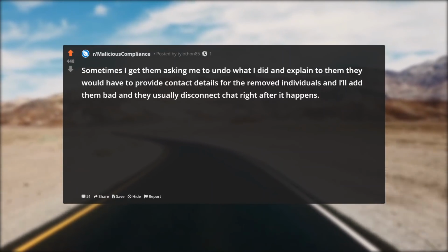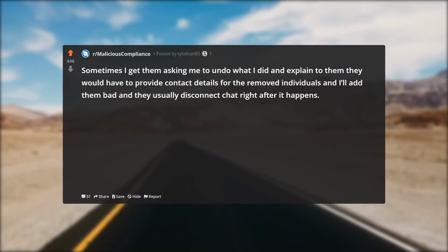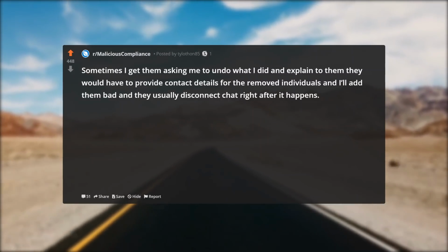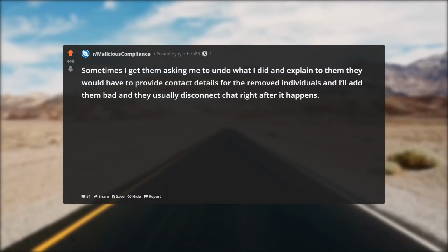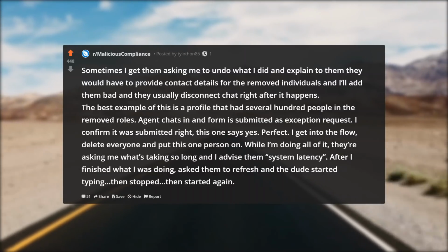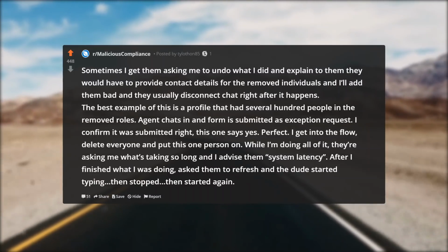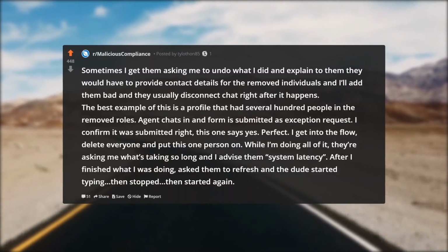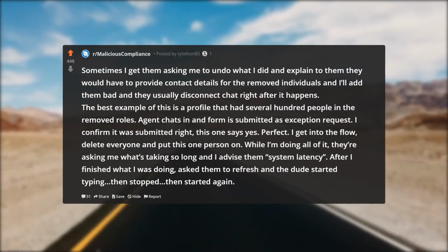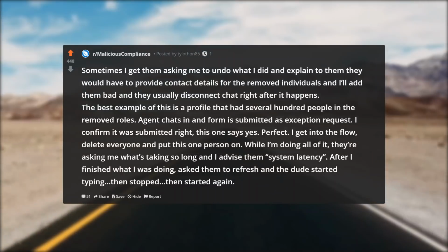Sometimes I get them asking me to undo what I did and explain to them they would have to provide contact details for the removed individuals, and I'll add them back, and they usually disconnect chat right after it happens. The best example of this is a profile that had several hundred people in the removed roles. Agent chats in and form is submitted as exception request. I confirm it was submitted right, this one says yes. Perfect. I get into the flow, delete everyone and put this one person on.